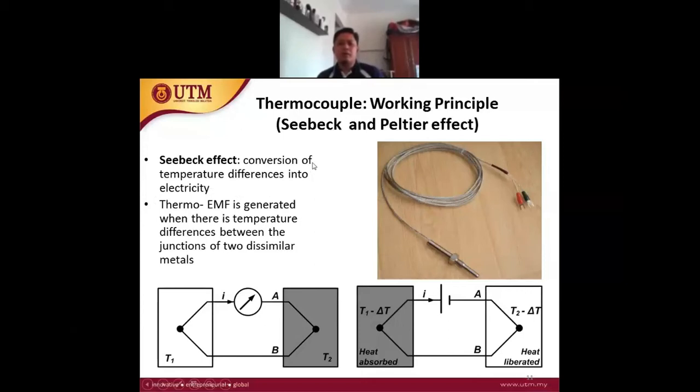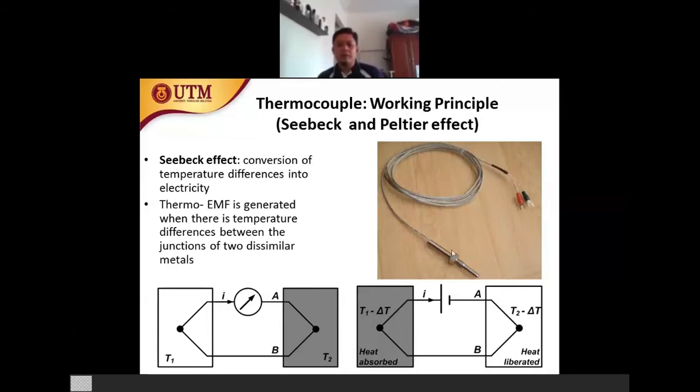As time goes by, based on this principle, the device is then refined into an industrial form. So it is used to measure the temperature in the industry. This is an example where we have two dissimilar wires. This is wire A, and this is wire B. So we combine.